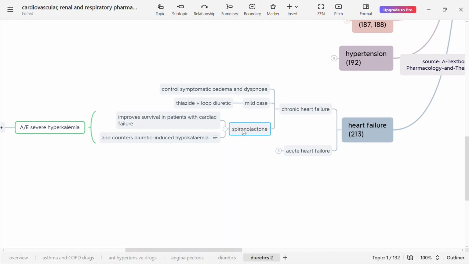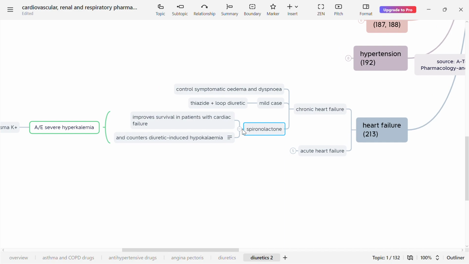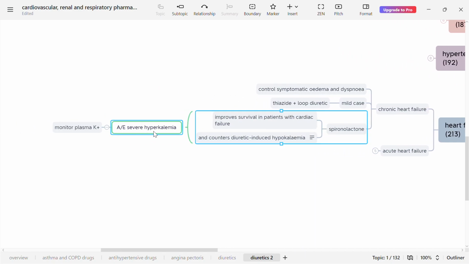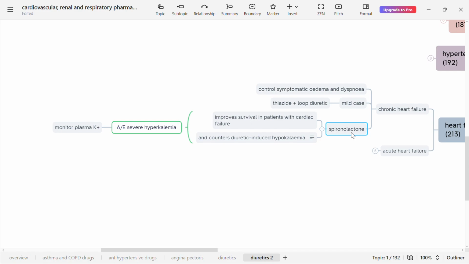And spironolactone can cause an adverse effect, which is severe hyperkalemia. This is because spironolactone is one of the potassium-sparing diuretics, so it will increase the potassium level in our blood. So we have to always monitor the plasma potassium ion level.